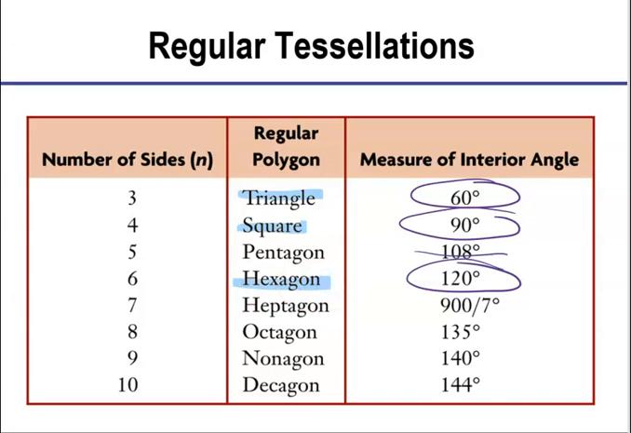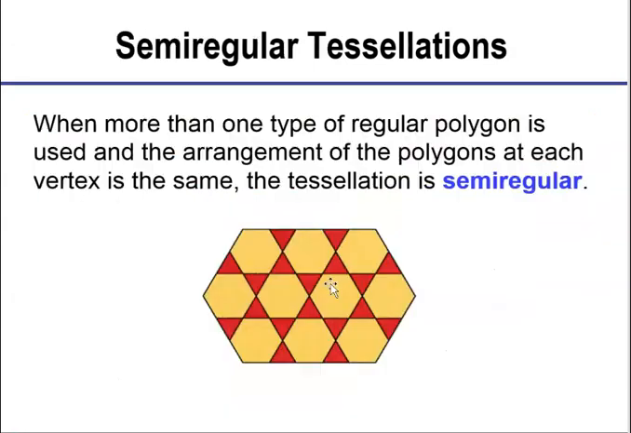Okay, but these are regular polygons. On the other hand, when more than one type of regular polygon is used and the arrangement of the polygons at each vertex is the same, the tessellation can be semi-regular. So notice we have a combination in this case of a hexagon and a triangle. So that's pretty cool. That also fills the plane.